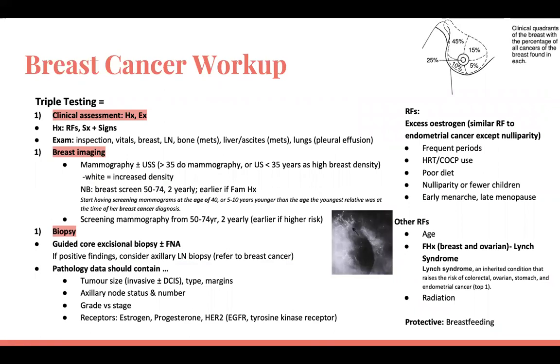So it's important to know the age of the patient. You only do mammography in a patient who's more than 35 years, because of the high breast density. So mammography may not be accurate picking things up in a younger patient.